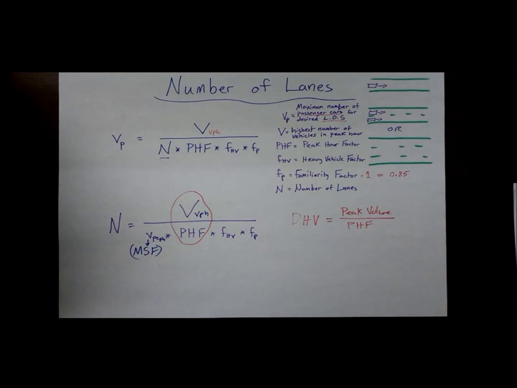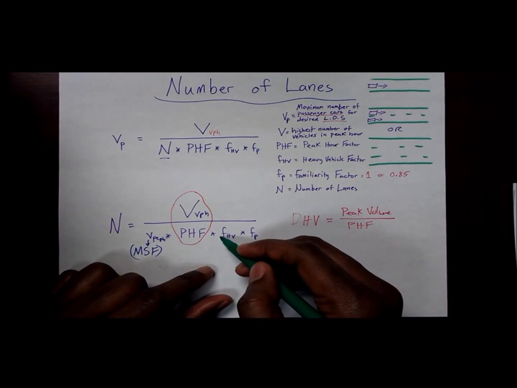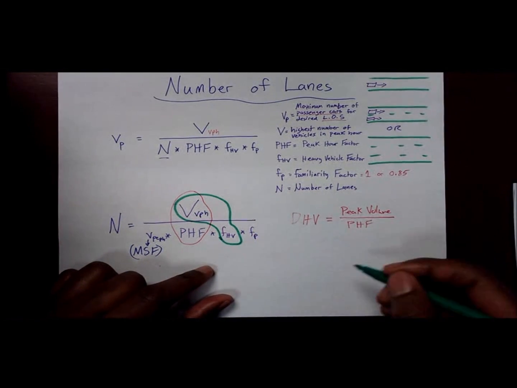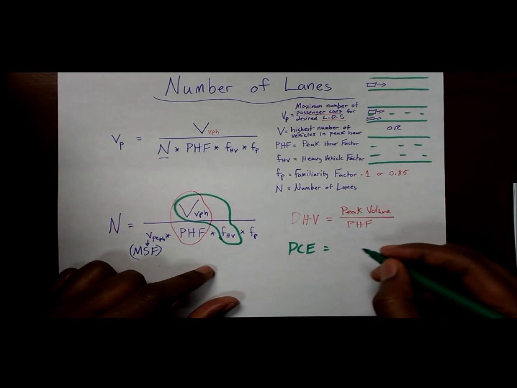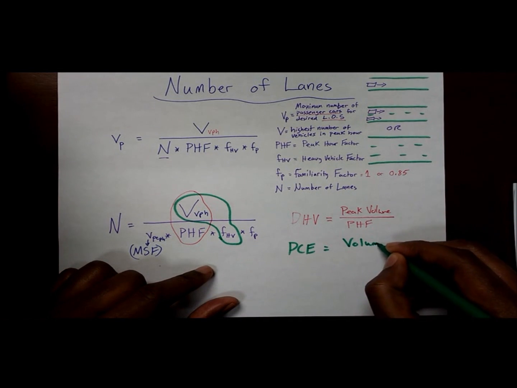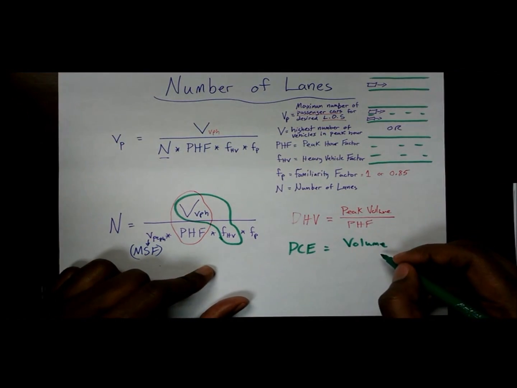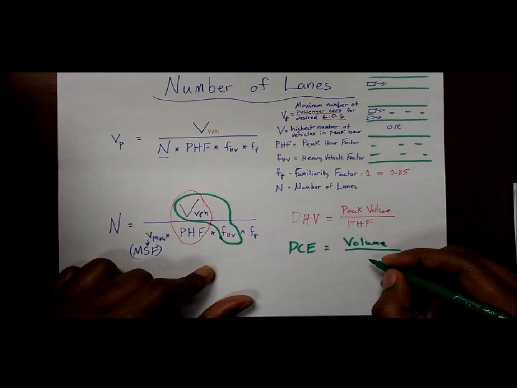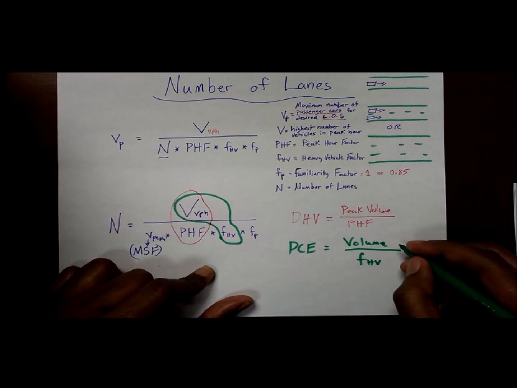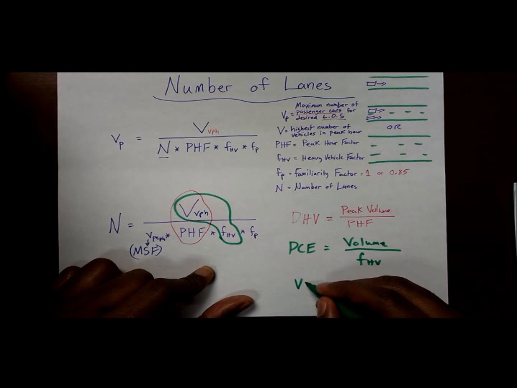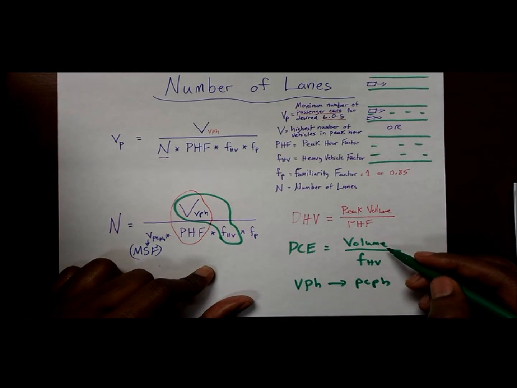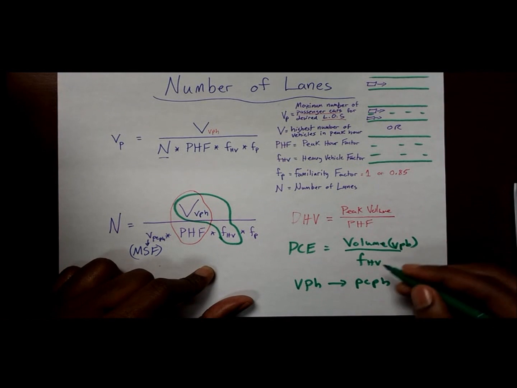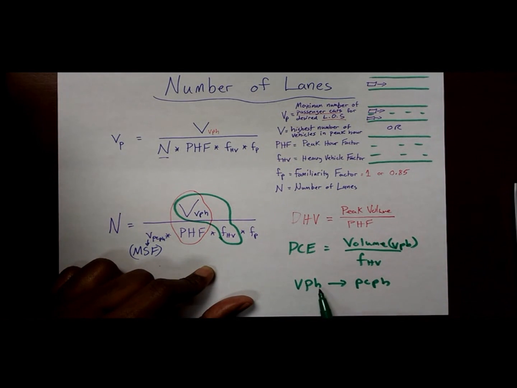Or if I wanted to isolate these two variables, I know my PCE, which is my passenger car equivalency, is equal to whatever the volume of vehicles is, divided by the heavy vehicle factor. And I will be able to turn my VPH, vehicles per hour, into passenger cars per hour just by taking the vehicles per hour and dividing by the heavy vehicle factor. So that's one way you can represent all of your vehicles in passenger cars by itself.